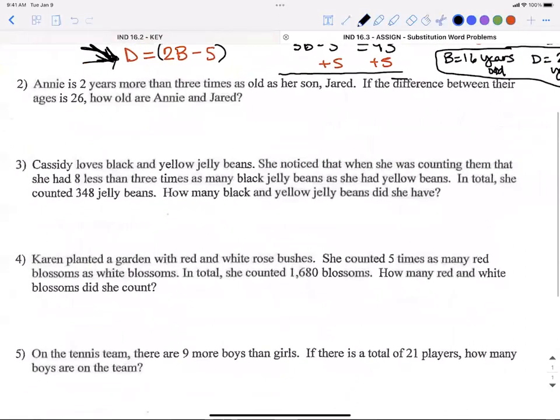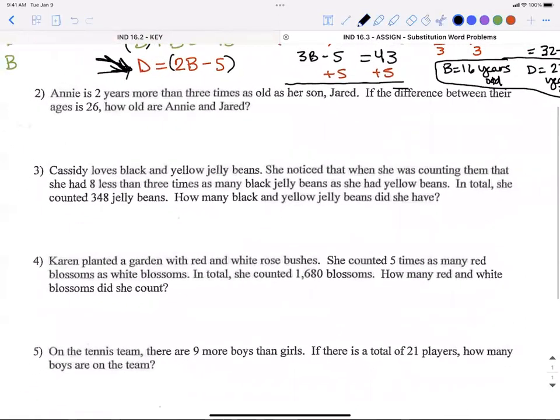So Cassidy loves black and yellow jelly beans. So right away, I'm talking about black and yellow jelly beans. So I'm gonna use a B for the black ones and a Y for the yellow ones. She notices that when she's counting them that she has 8 less than 3 times as many black jelly beans as she does yellow jelly beans. So that is one clue. She has 8 less than 3 times as many black.